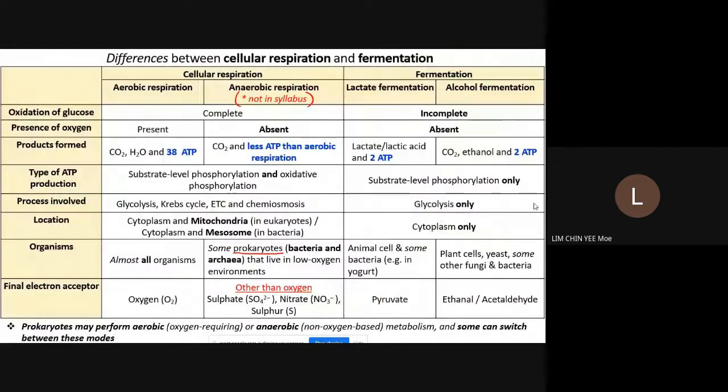Now over here, for lactate fermentation and alcohol fermentation, I've written that it depends on the type of bacteria. It can carry out either lactate or alcohol fermentation. Lactate is usually in bacteria in yogurt, like Lactobacillus, the species I showed you in your notes. This type of bacteria carries out lactate fermentation, but some other types of bacteria carry out alcohol fermentation. So it depends on the type of bacteria.